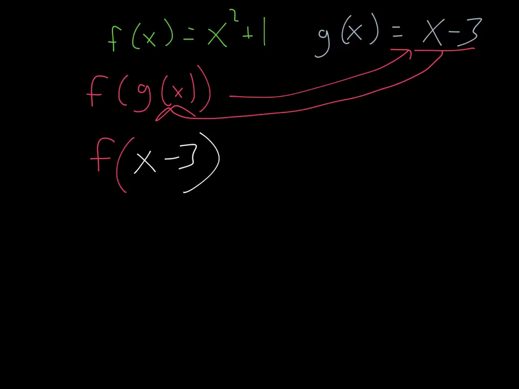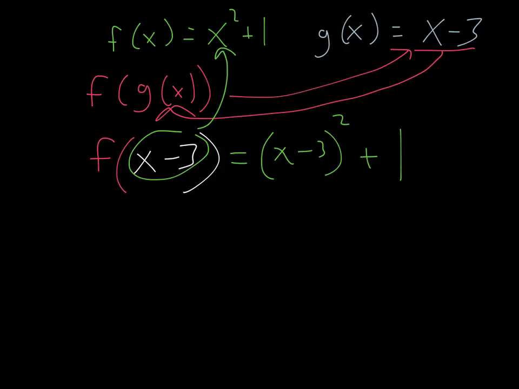Let's change colors here. So f of x minus 3, that now means that I'm taking x minus 3, plugging it back into the f function. f of x is x squared plus 1. So f of x minus 3 has got to be x minus 3 squared plus 1. So again, I've taken the value of g of x, which was x minus 3, and plugged it into the f function. So I'm now taking f of x minus 3.